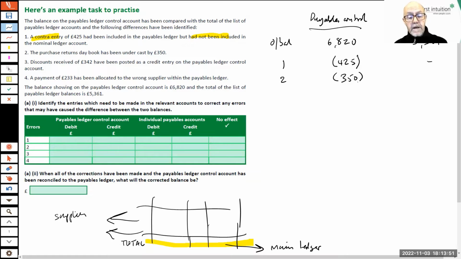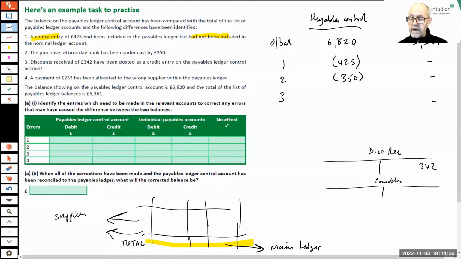Item number 3. Discounts received of 342 have been posted as a credit entry on payables ledger control. So there's no mention of any error in the supplier list once again. So the correction is to payables control. But we need to think about how much this time, because discount received is a form of income. So we will be recording that as a credit, discount received.